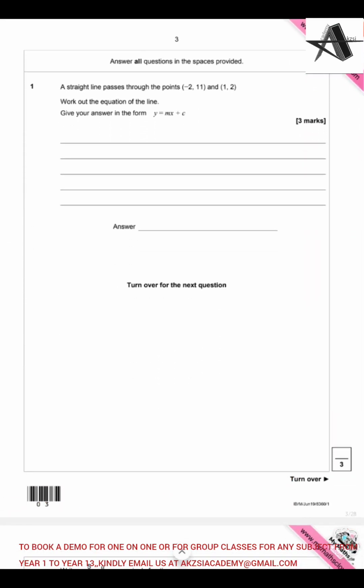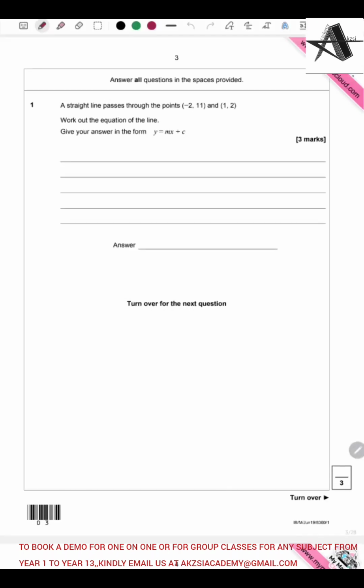It says a straight line passes through two points, negative 2 comma 11 and 1 comma 2. Work out the equation of the line. First thing is, we have to work out the equation of the line, y equals mx plus c. So the two values that we have to calculate are m and c, that is your gradient and the y-intercept.